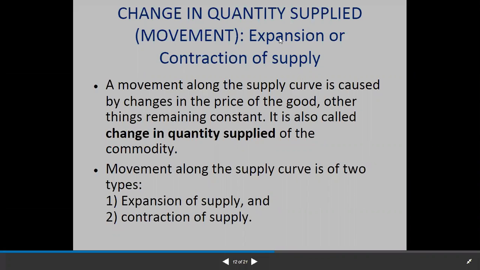Now we will discuss the next point, that is, change in the quantity supplied: expansion and contraction.